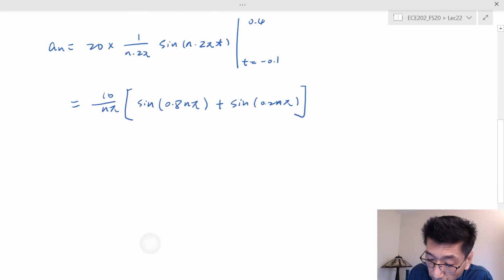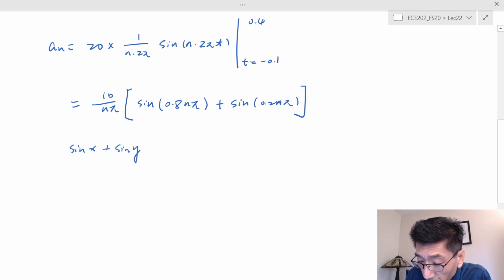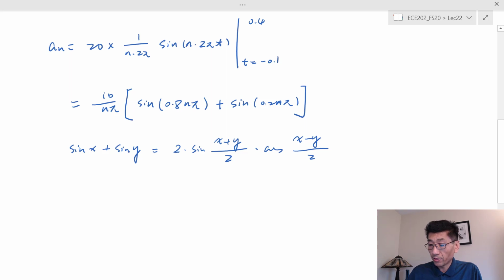And we also know the trig identity. This is not really necessary, but it will give us a little bit better insight into this Fourier coefficient. Sine x plus sine y is equal to 2 times sine of half x plus y, times cosine of half x minus y. So that's the trig identity.